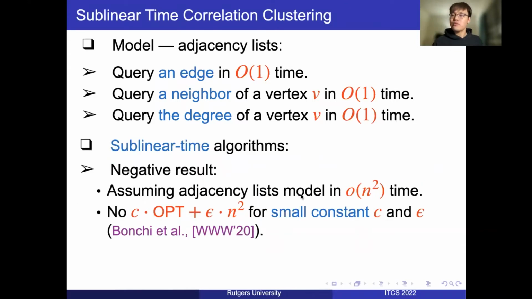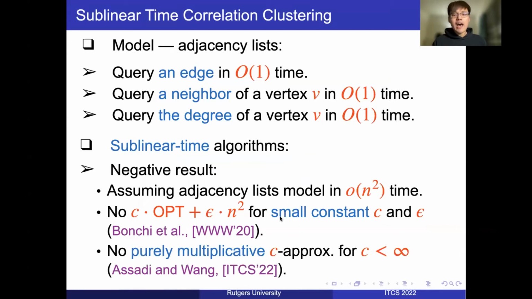Unfortunately, this epsilon n squared additive error seems inherent. In their paper, they show that if we are only allowed to make o of n squared queries to the adjacency list, then there's no C·opt plus epsilon n squared approximation for small constants C and epsilon. And in fact, in our paper, we show that if we focus on purely multiplicative approximation, there's no finite C approximation if we're only allowed o of n squared queries to the adjacency list. Even if C is exponential in n or something.